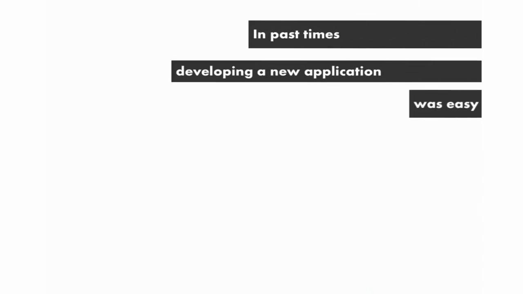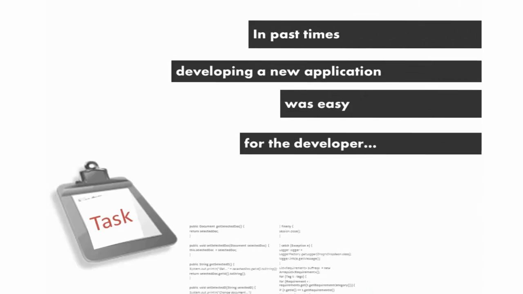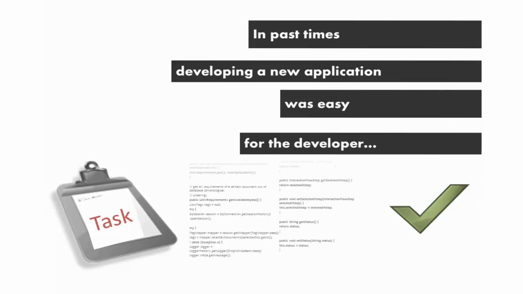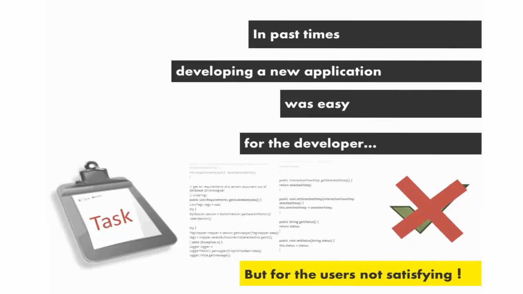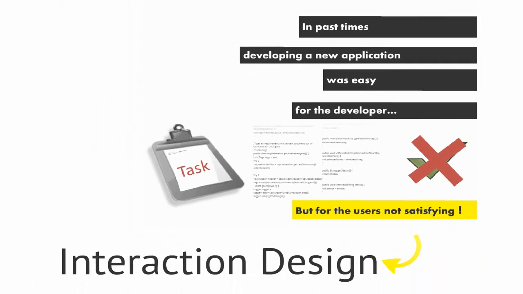In past times, development was easy for the developer. He received a problem, developed the application, and handed it back in. But users often weren't satisfied with the solution. This is when interaction design came into play, as a way to include the feedback of the user earlier in the development cycle, and to determine the user interaction requirements, which ultimately increases usability.